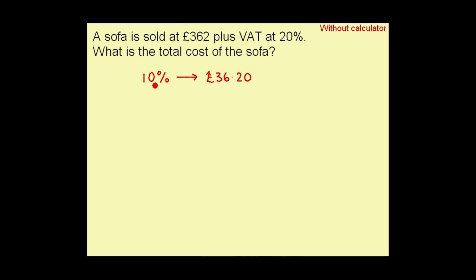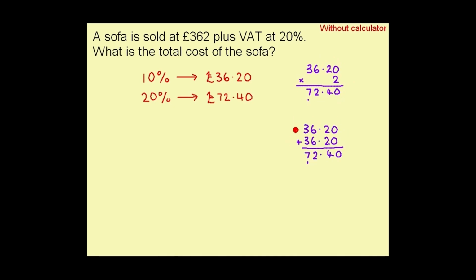20% will be double this. Doubling this in my head gives me £72.40. If you find doubling this in your head difficult under exam conditions, you can always set it out as a piece of side working. Like this, or even like this.